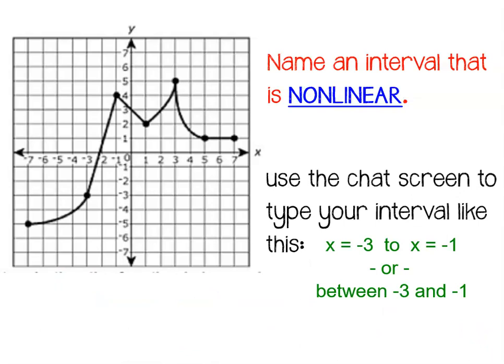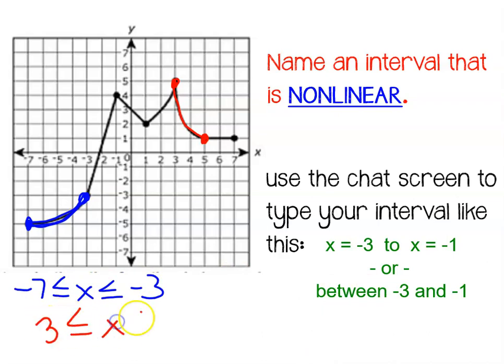How about this one? Can you name an interval that's nonlinear? Use correct interval notation. All right, you have two choices. You have this area that starts and ends, what I highlighted in blue, or you have this area which starts and ends where I highlighted in red. So the area in blue is between -7 and -3, and if you answered the area in red, you would have said between 3 and 5.